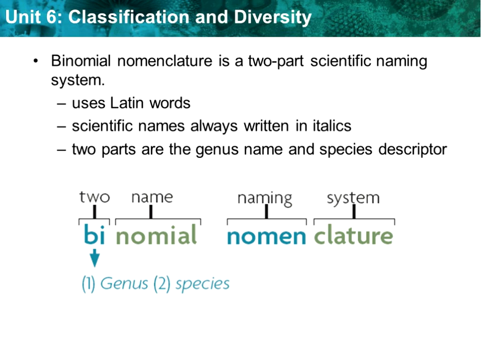How it is named is the binomial nomenclature. This is what binomial nomenclature means. Bi is two, so it's a two-name naming system. That's what binomial nomenclature means. It uses the Latin words to describe it, so nobody has an argument about what language to use. We use the dead language. And the scientific names are always written in italics. So that's the font that you write it in. And the two parts are the genus and species.